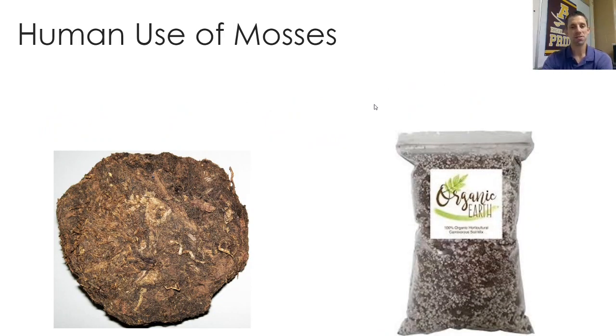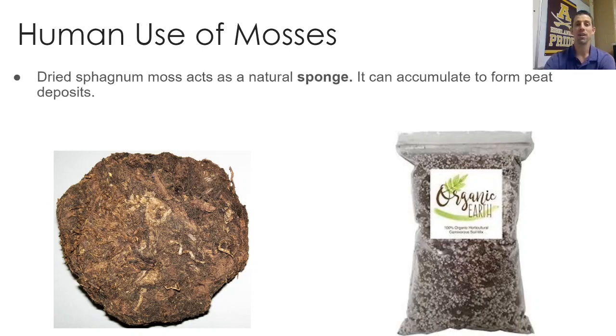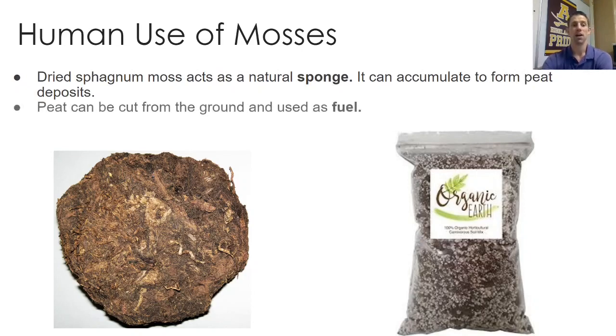Humans do use mosses for a few things, although they're not very commonly used. We do not use moss for food. It is not edible, and that's primarily because it grows in such nutrient-poor environments that it itself has very low nutrients. But we can use specifically a type of moss called sphagnum moss as a natural sponge, and it works really well at absorbing water.